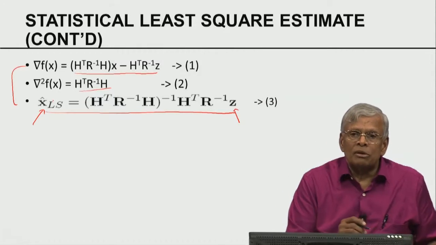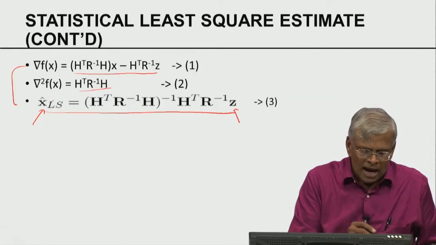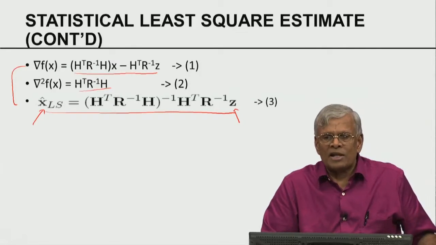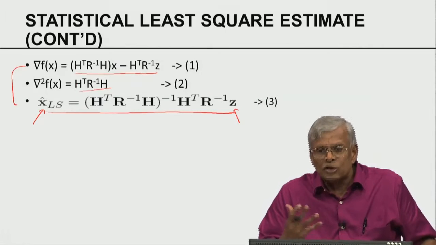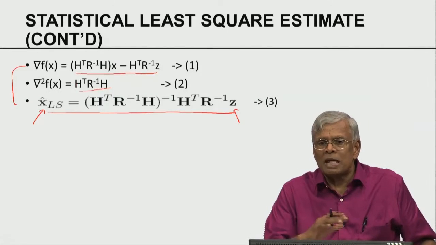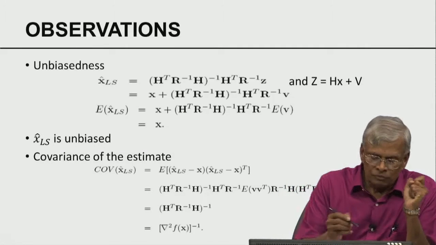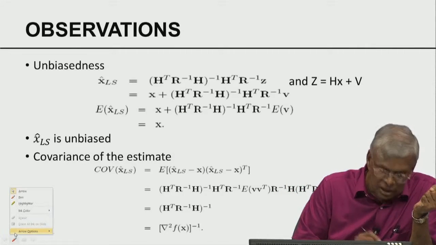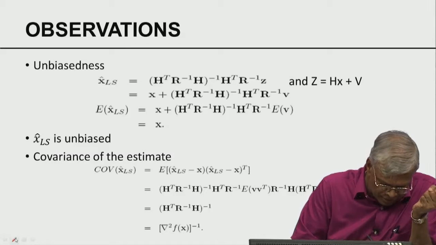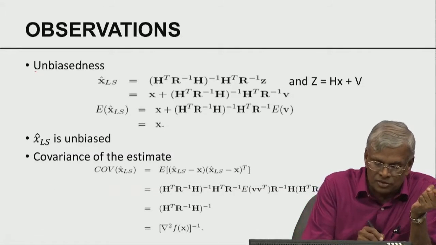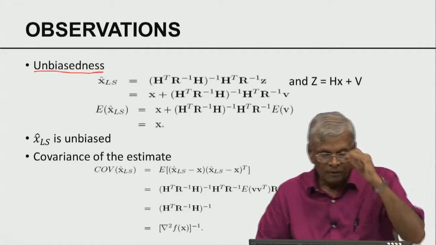So, I would like to ask myself the following question: under what condition is this least square estimate unbiased, and so on. We would like to be able to analyze the properties of this estimate. So, first question: is this estimate unbiased? I am going to discuss unbiasedness.